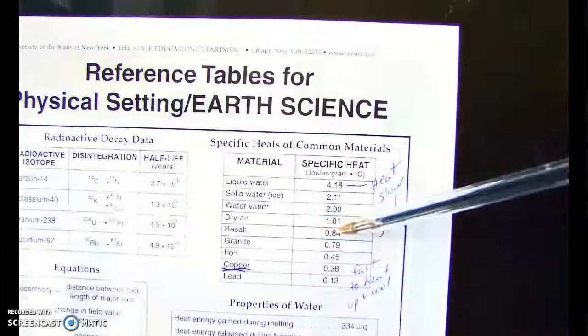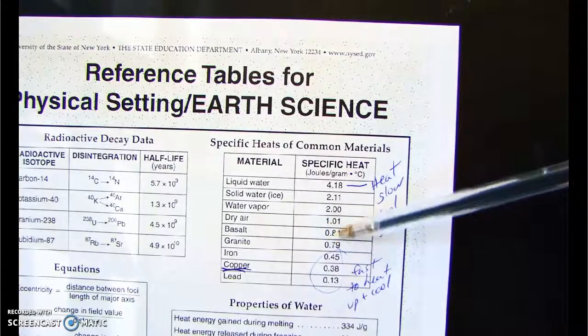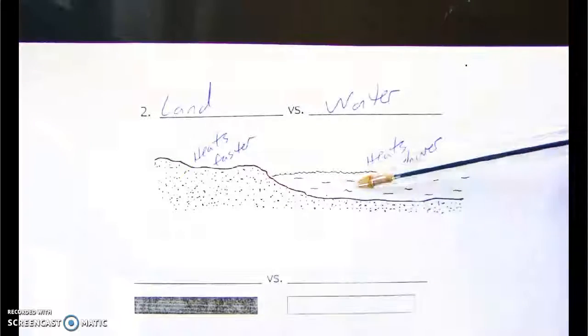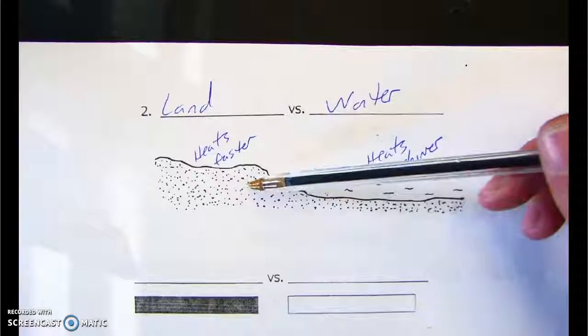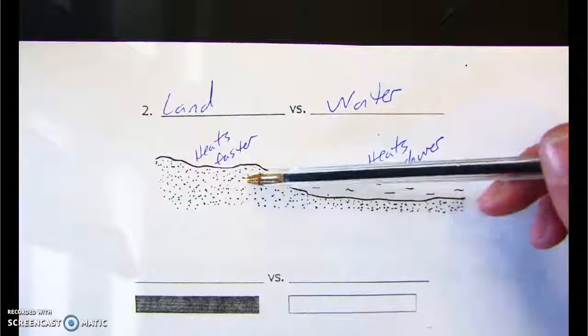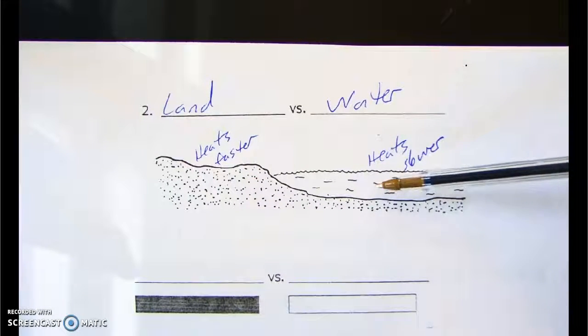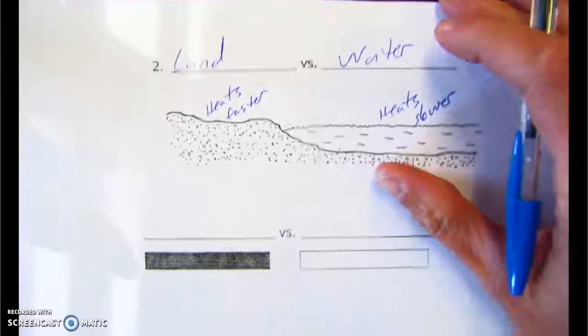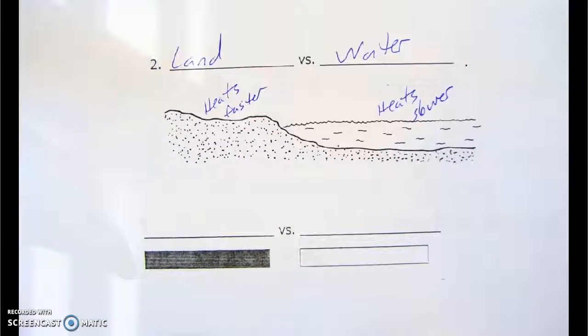Okay, so if we go back to this, land. Oh, and by the way, if we look at rocks like granite and basalt, much lower specific heat than water. And this is why land heats up faster and water heats up slower. If we measure the specific heats, land, no matter what rock or material it's made from, is almost always going to heat up faster than water. Water has that very high specific heat. I'm sure you've learned about in the past color.